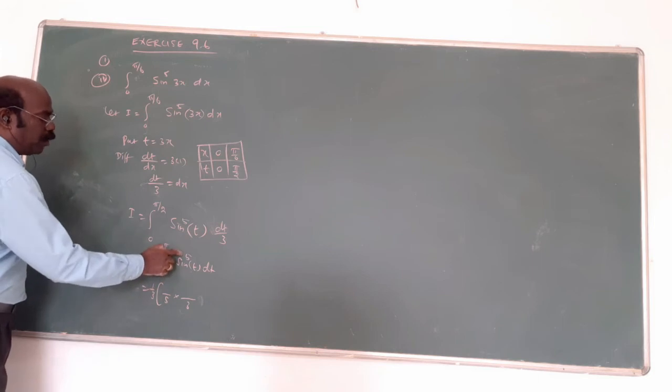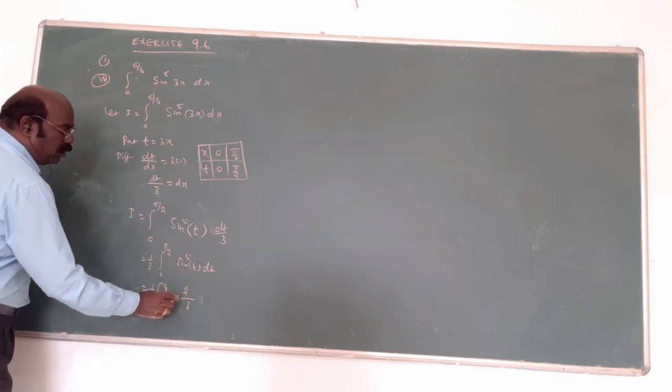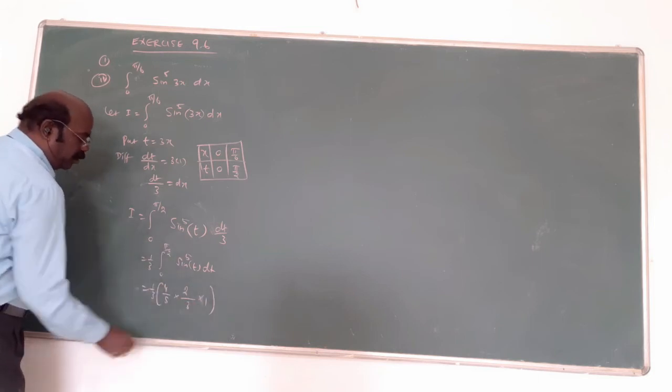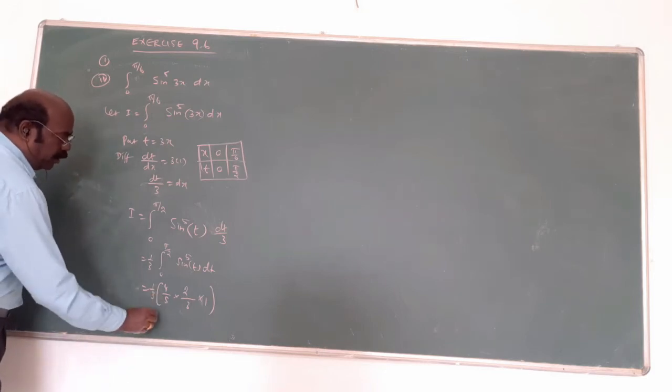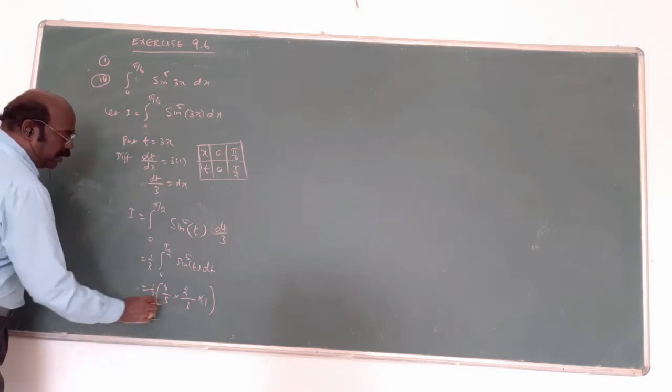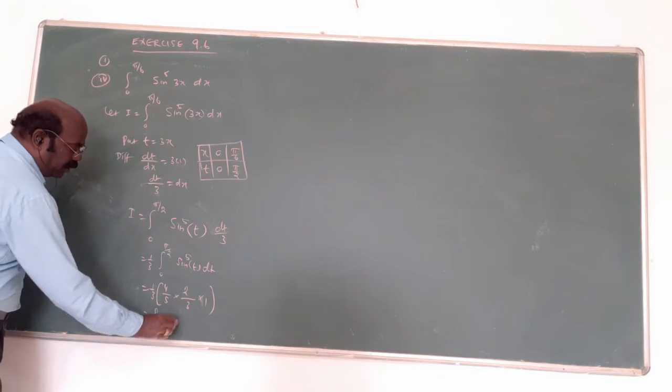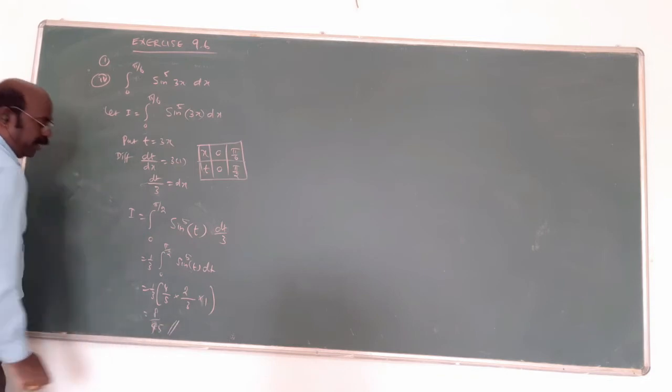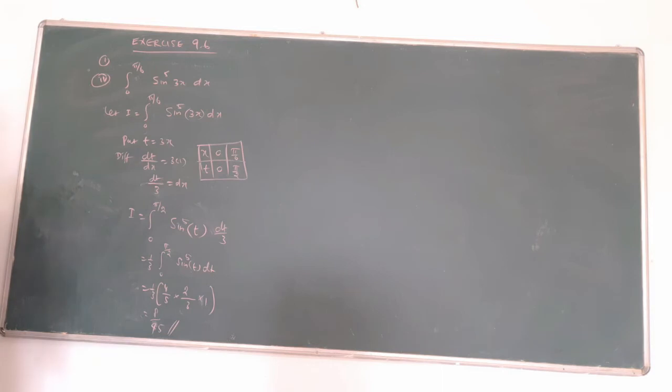Here the limit is what? Reduce by 1, now 4, then 2. Or 2 by 3 into 1. That's all. Now cancel is not possible. 8 by 9 is 3 is 9. 9 by 45 is the answer. Alright? 8 by 45 is the answer.